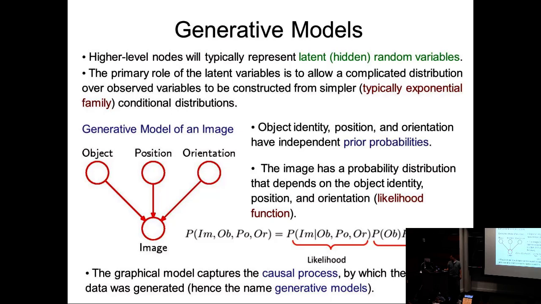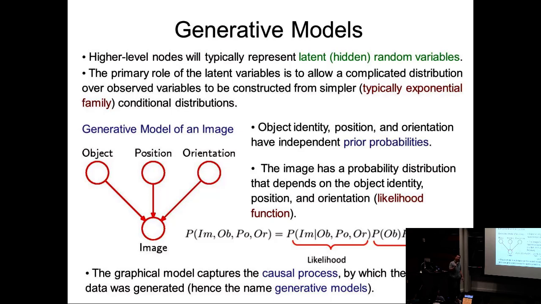So that would specify sort of the causal process. So this particular graphical model captures the causal process where observed data was generated, and so the name is generative model. So these models are called generative because you can actually specify the distribution. You can sample from the model, and you have a distribution over the images, or pixel intensities, for example.